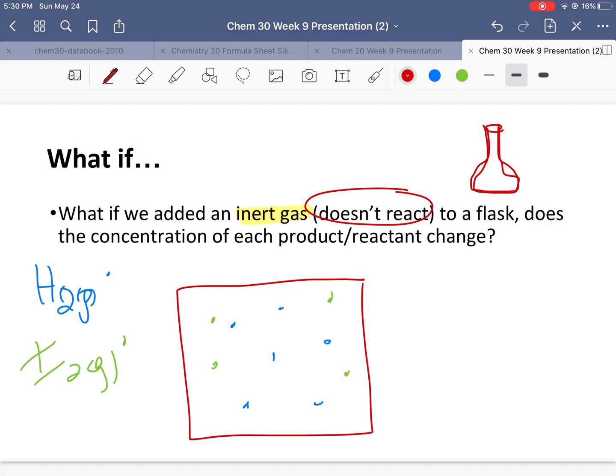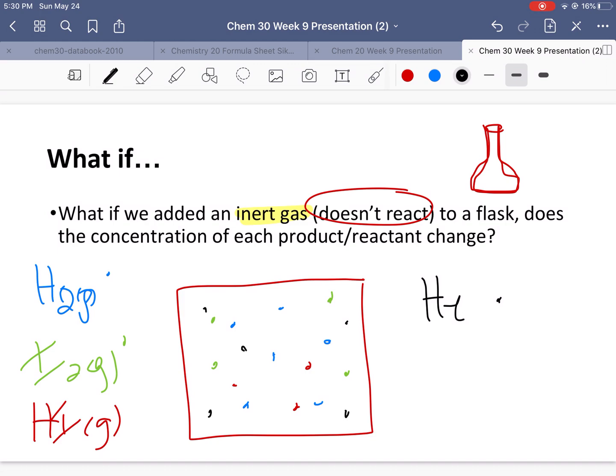And then I'm going to make my hydrogen iodide gas that I have in there red. And I'm going to have 3 moles of the red ones. There I've got my different concentrations of each one. Well, if I come along and I add an inert gas, and we add helium. Helium is another dot. And I'm going to add 1, 2, 3, 4, 5 moles of it.